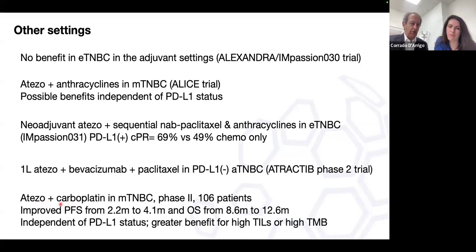And this is a trial of carboplatin and atezo in a metastatic setting. And here there is an improvement. Here are the overall survival improvements. And the improvement is independent of PD-L1 status, so positive or negative, doesn't matter, but greater benefit for tumors that have high TILs or high tumor mutational burden. So kind of interesting snippets to tell you how the use of these drugs is going to evolve in our clinical practice.